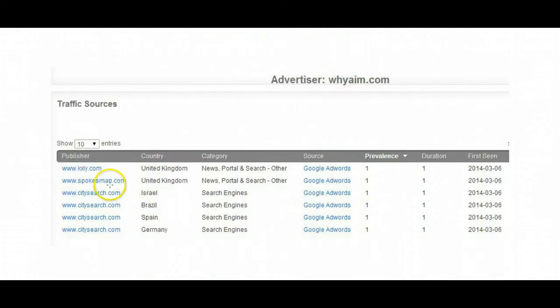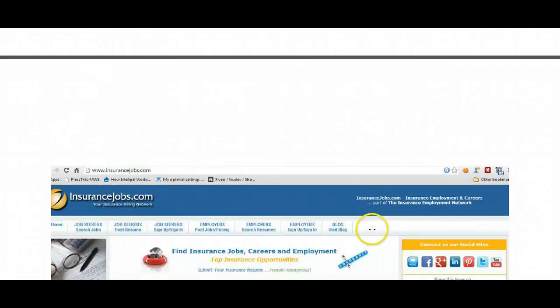Some more traffic sources, again, spokesman.com and another UK site. So probably if we did a little more in-depth work, we could figure out why they're doing stuff in the UK, but we're going to move on.